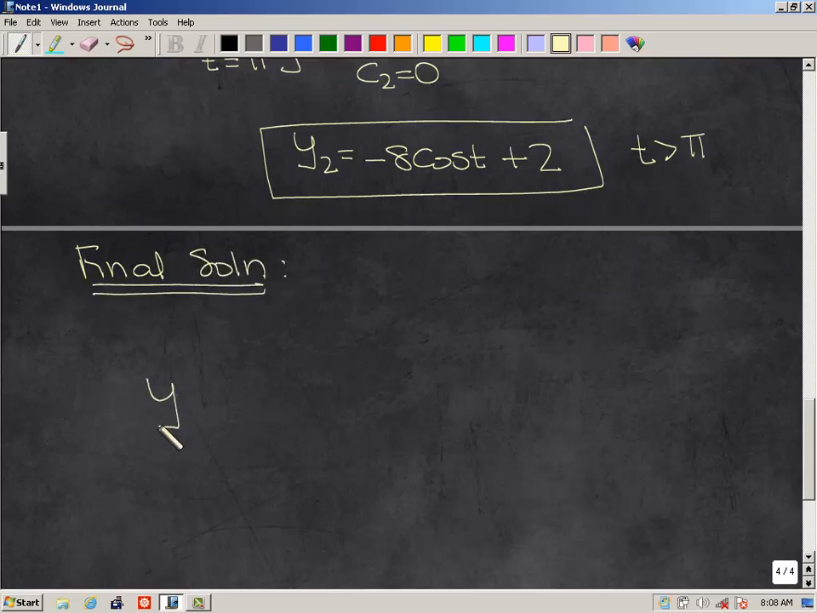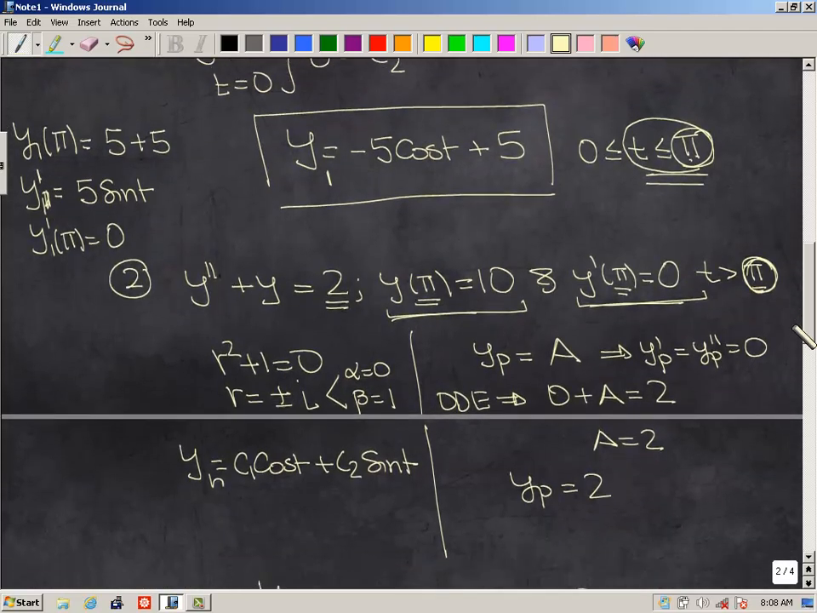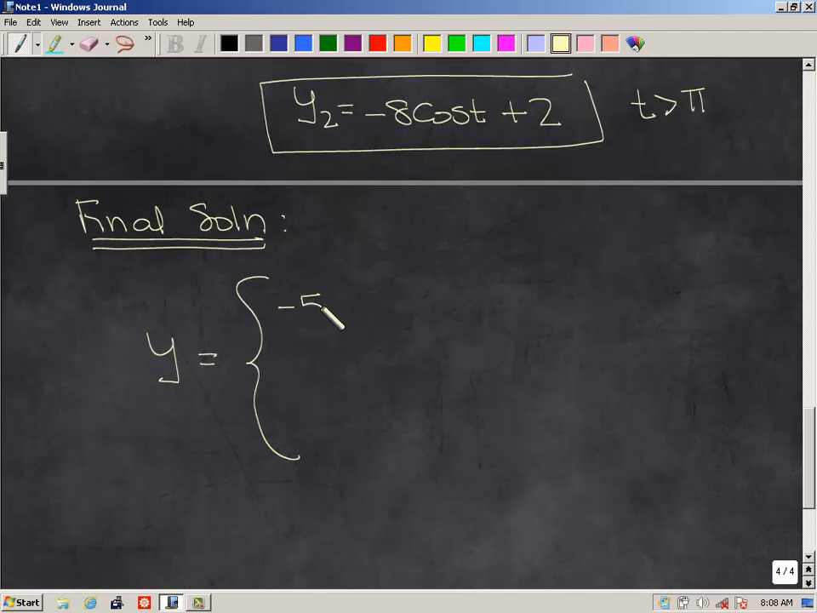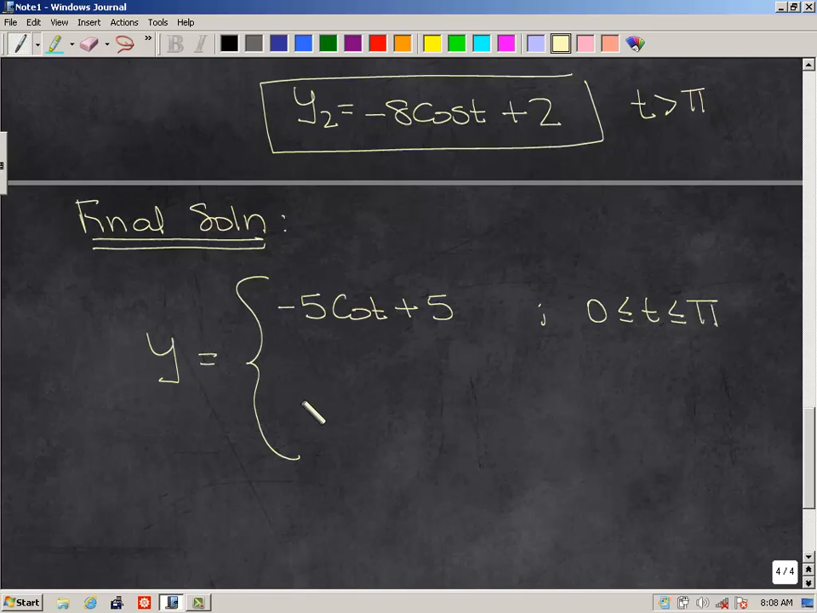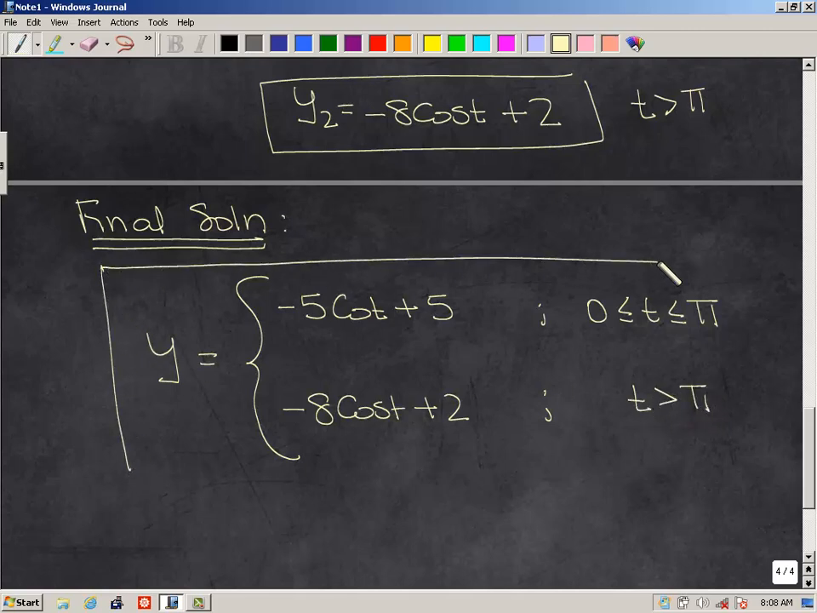So we're going to call it y. So we have two solutions. y is going to be negative 5 cosine of t plus 5 if 0 is less than t is less than pi, and it's going to be negative 8 cosine of t plus 2 if t is greater than pi. So this is my final solution.